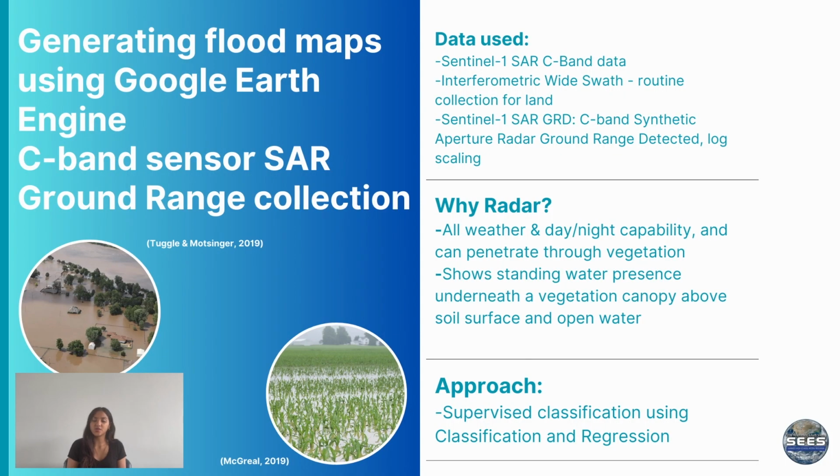Why radar data from Sentinel-1? Well, Sentinel-1 synthetic aperture radar, SAR, is particularly useful in flood inundation mapping techniques due to the frequent revisit time, ability to collect images regardless of weather condition or cloud cover, day-night capability, and penetration through vegetation. There are 4 modes that Sentinel-1's radar can operate in. We're using the Interferometric Wide Swath Routine Collection for Land for the purposes of flood mapping. The database used from Google Earth Engine is Sentinel-1 SAR GRD C-band data. As for our approach, we employed supervised classification using a classification and regression machine learning technique.